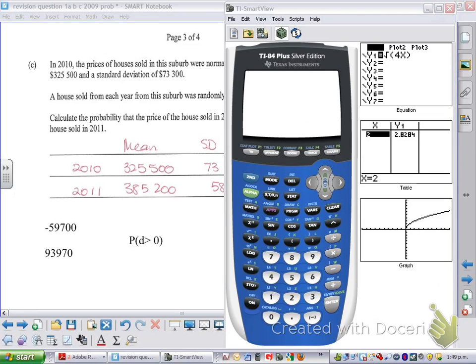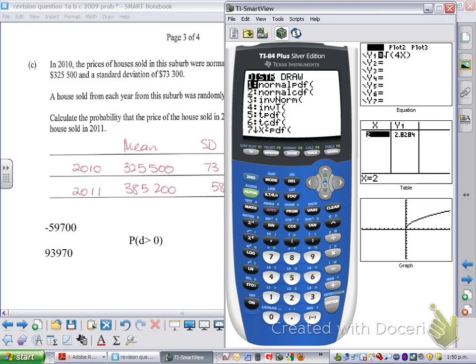So let's do it. Let's go to distribution, down to normal CD, and then let's put in 0, and then some ridiculously large number. The mean, sorry, which is negative 59700, comma, and then the standard deviation, which is 93970, and put a bracket around that.